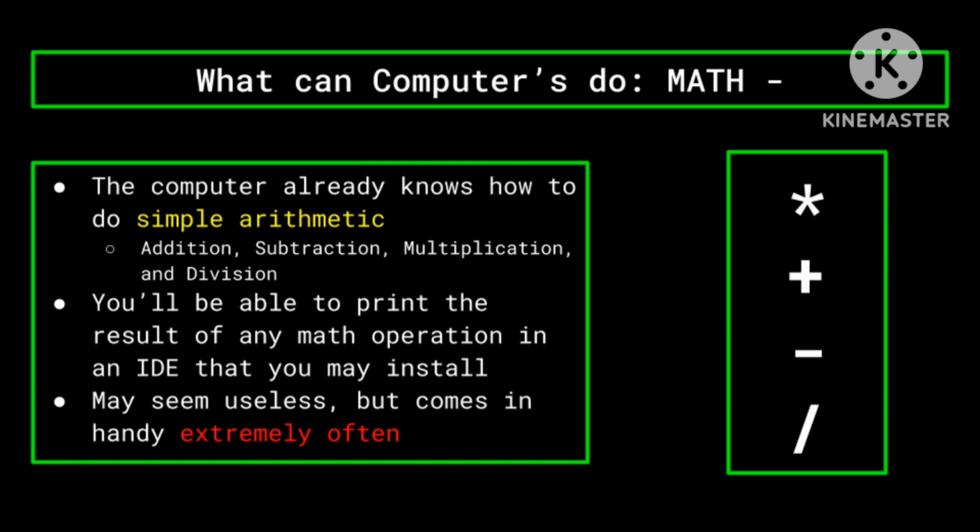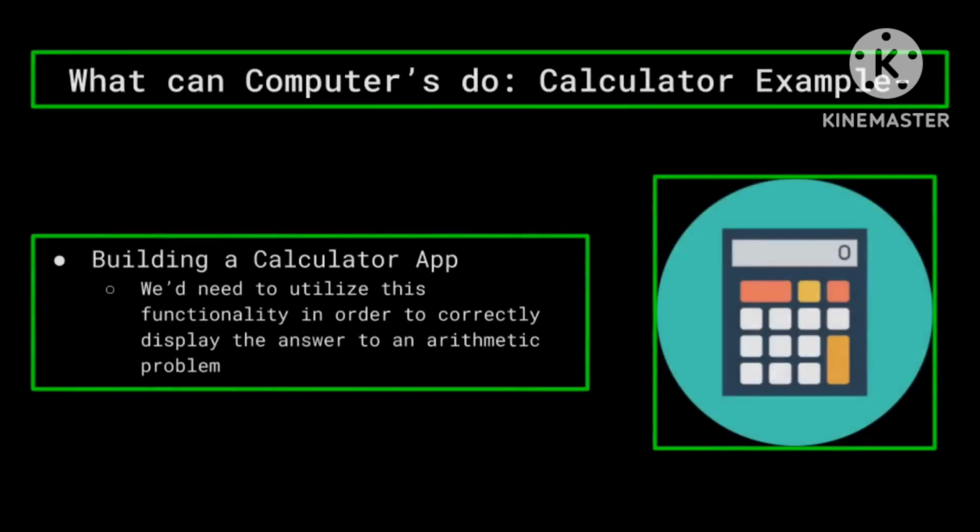In any IDE that you may install, you'll be able to print out the answer to simple math problems using the print statement, which may seem counterintuitive because why would you use the computer to do math when you have a perfectly good calculator on your phone? But you have to remember that computers are dumb, and anything we want a computer to do, we have to build up from scratch. Basic arithmetic, while simple, helps out in almost any program you may write. For example, if we wanted to build a basic calculator app, we'd need to utilize this functionality in order to correctly display the answer to an arithmetic problem when our user tries to add, subtract, multiply, or divide two numbers.